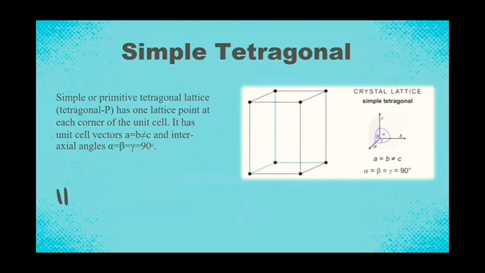Simple tetragonal. Simple or primitive tetragonal lattice, also known as tetragonal P, has one lattice point at each corner of the unit cell. In the diagram, each bold dot represents one lattice point. It has 8 lattice points in all. Next to the diagram, an illustration shows the relationship between the vectors and the interaxial angles of one lattice point. A is equal to B, but is not equal to C. Alpha is equal to beta and is also equal to gamma, which gives us 90 degrees.